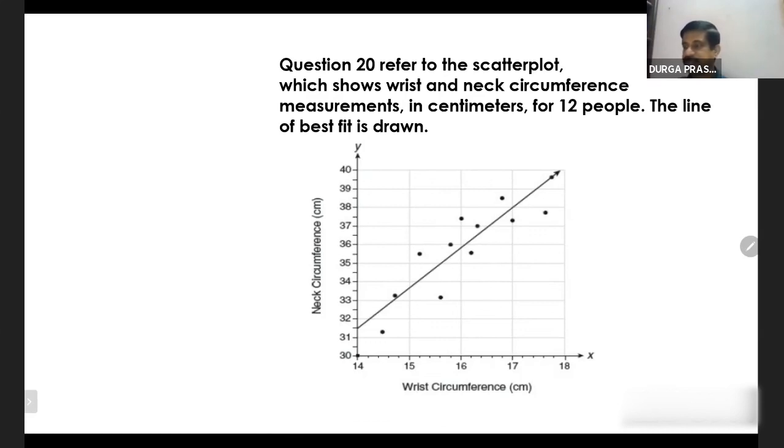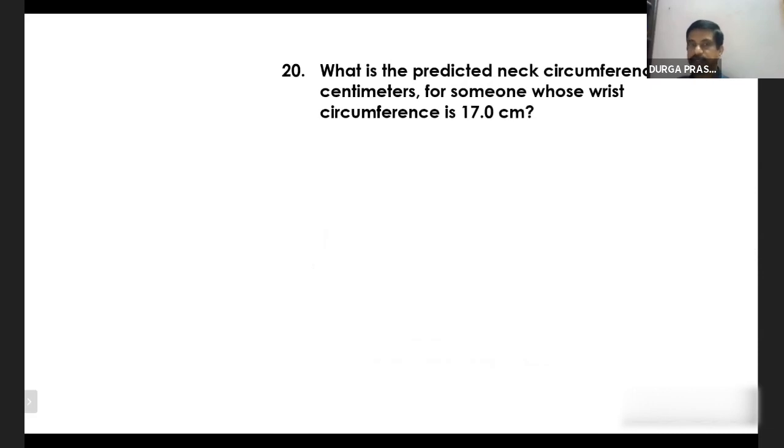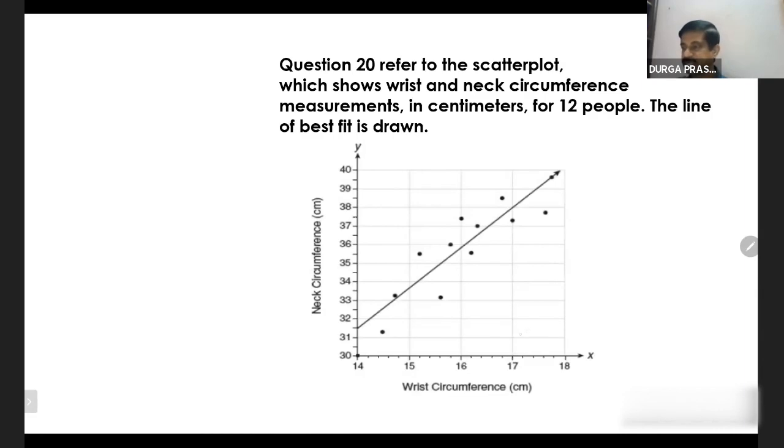So let us see what he's asking. What is the predicted neck circumference in centimeters for someone whose wrist circumference is 17 centimeters? So let us go back. 17 is this. So neck is somewhere here. So it is approximately 38. For 17, the approximate neck circumference is 38.